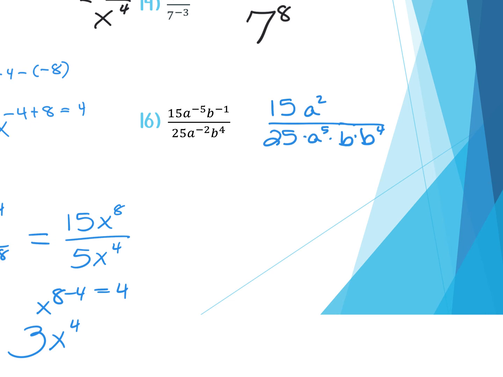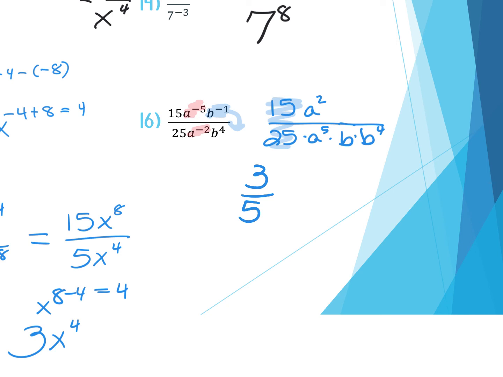So the only things I was moving, I was swapping the places of the a to the negative 2, a to the negative 5, and then I also moved the b to the negative 1 down. The b to the 4th stayed there. Now, I still got to use my rules for multiplying exponents and dividing. So let me go ahead and simplify the 15 over 25. This is going to reduce to 3/5.